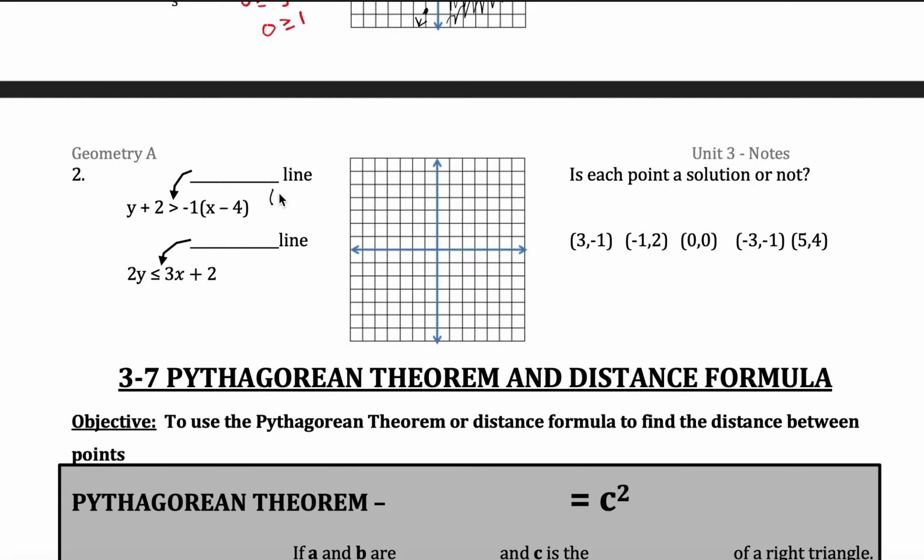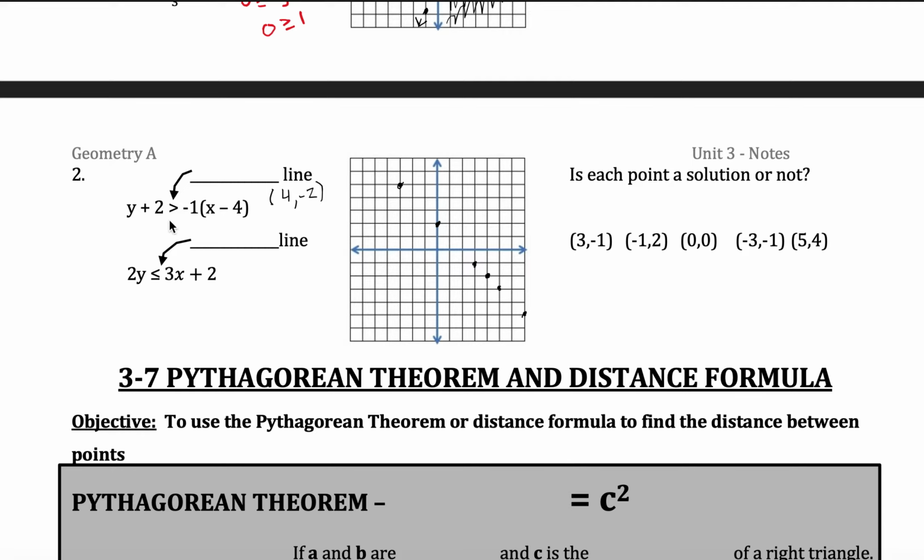I know I can pull off my point. It's going to be 4, -2. So I can go ahead and plot that onto my graph. And then I know that my slope is -1, so it's -1 over 1. So I can go down 1 to the right 1, or I could go down 2 to the right 2. I could also go up 1 to the left 1, or up 3 to the left 3. Because 3 over 3 is just 1 over 1.